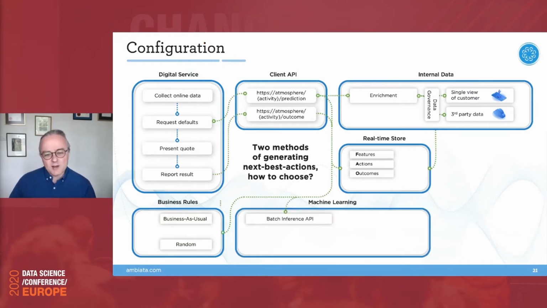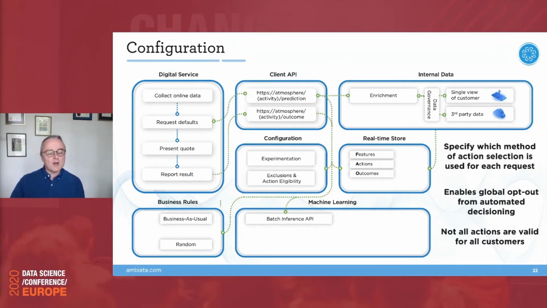Now, if you think about this algorithm, at the moment of this architecture, you've got 2 methods of generating next best actions, machine learning or business rules. So what we do is we actually have a configuration system that lets you route traffic either to the business rules or machine learning to select and specify which method of action is going to be used to make predictions for each request.